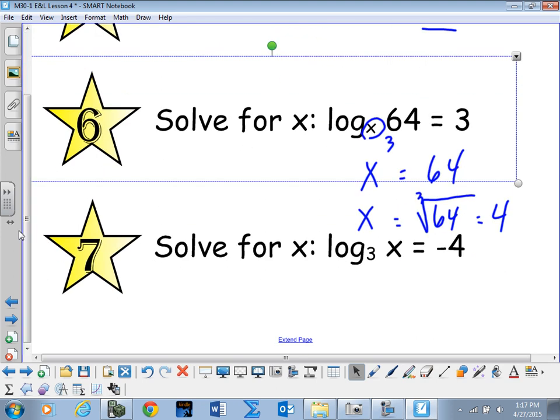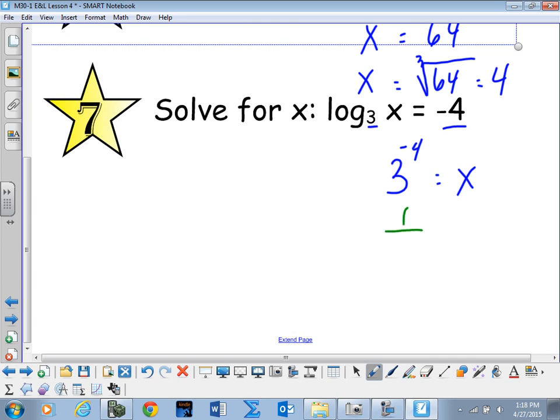Let's do this one. Base is 3, exponent is negative 4. So this would just be go to your calculator, right? 3 exponent negative 4. And if I go math fraction is 1 over 81. Okay, those examples were just showing you it's not only the exponent that we're looking for in some of these cases.